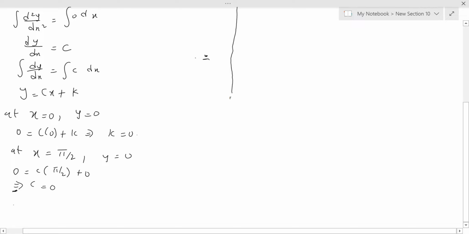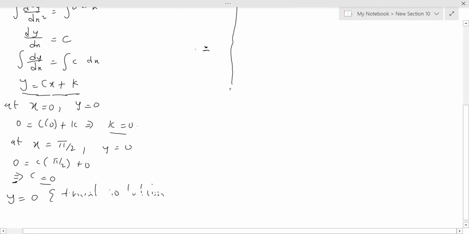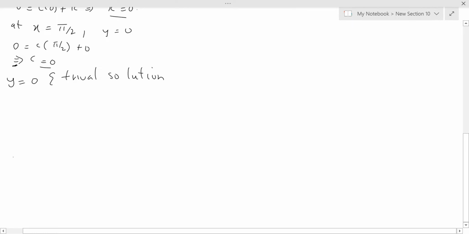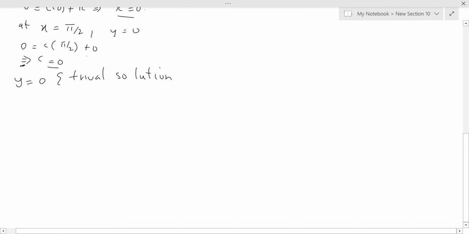So now that we have c to be 0 and we have k to be 0, then if you insert it into the general solution that we get, you will get y is equal to 0, and this is a trivial solution. So remember, I said we are looking for a non-trivial solution. So let's go to case 2. So let's look at the second case, case 2.